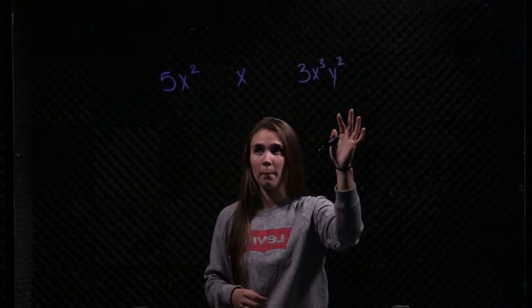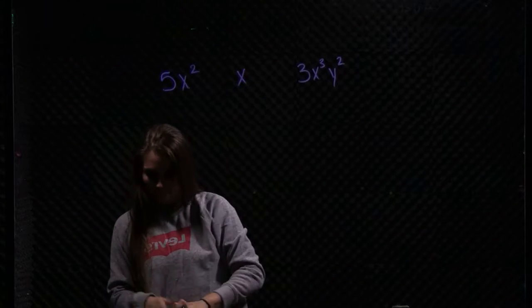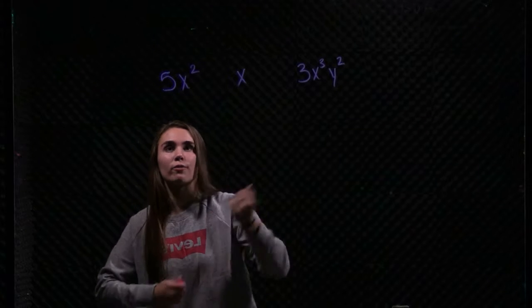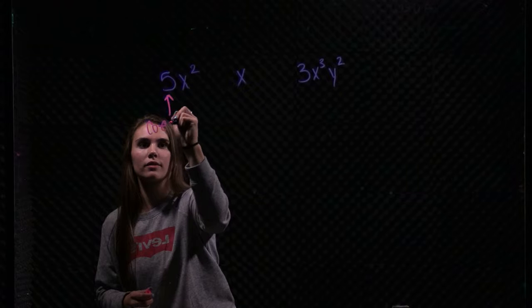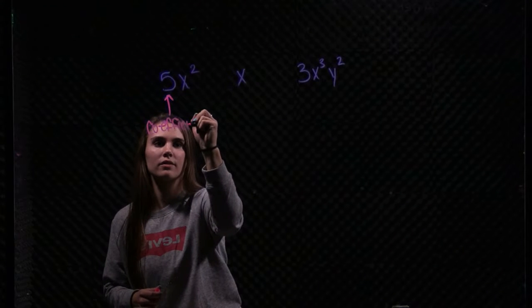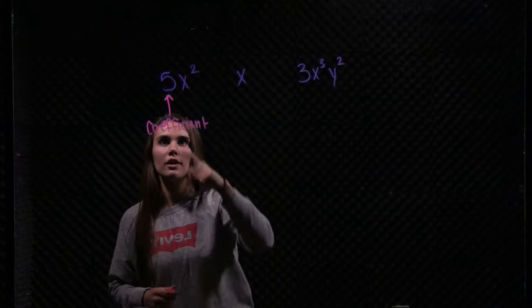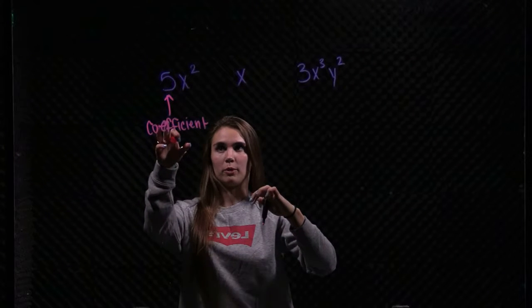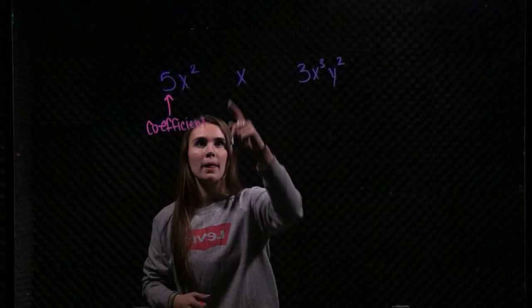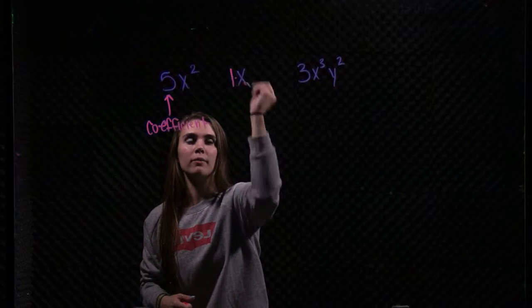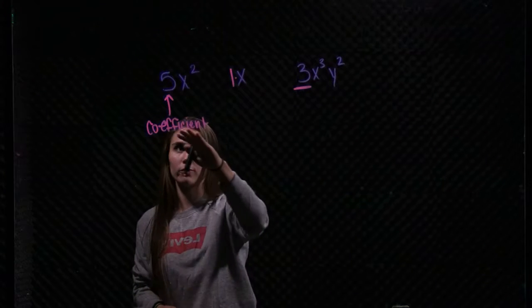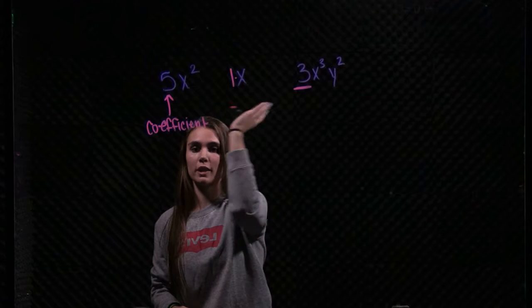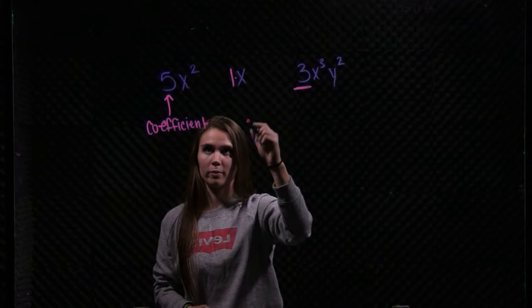So in a monomial, the term that's in the front, the number, is called our coefficient. That's our number that we're multiplying by the variable. So in this instance, it's the 5. Here, it's an understood 1. And here, it's our 3. So our coefficient is always just the number that's going to be out in front that's multiplied by our variable.